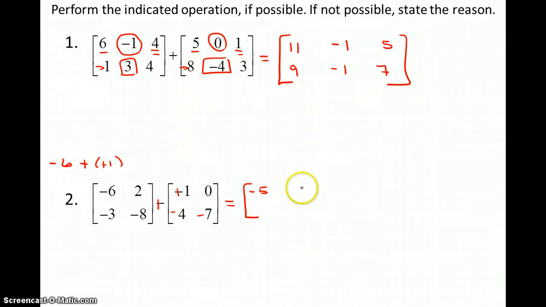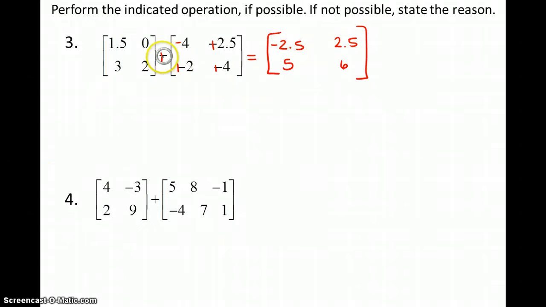2 plus 0 gives us 2. And -3 plus -4 gives us -7. Finally, -7 plus -8 gives us -15. You've now subtracted and added matrices. Try numbers 3 and 4 on your own. Press pause while you work.